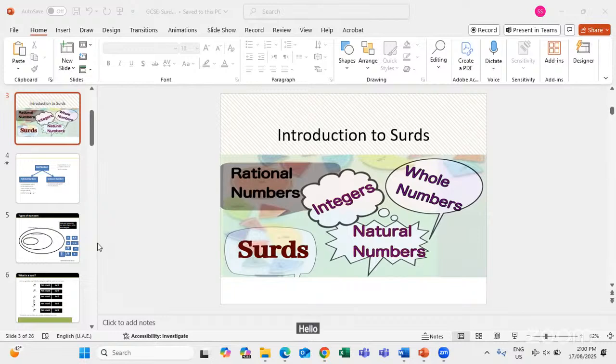Hello everyone. In today's session, we are going to study the concept of Surds. This topic is beneficial for the students of year 9, year 10 and year 11.